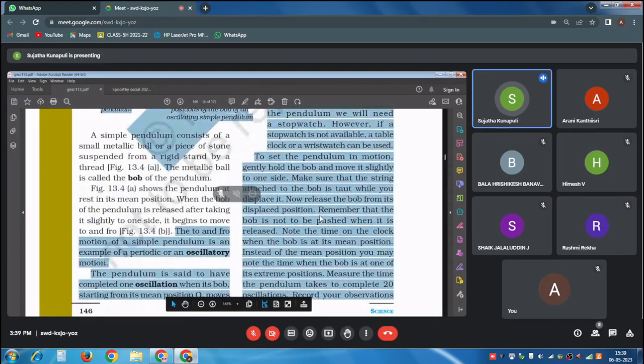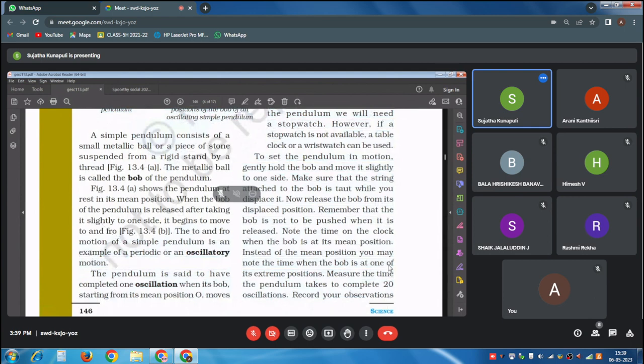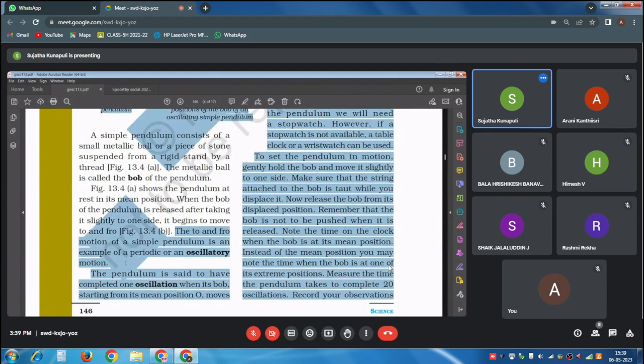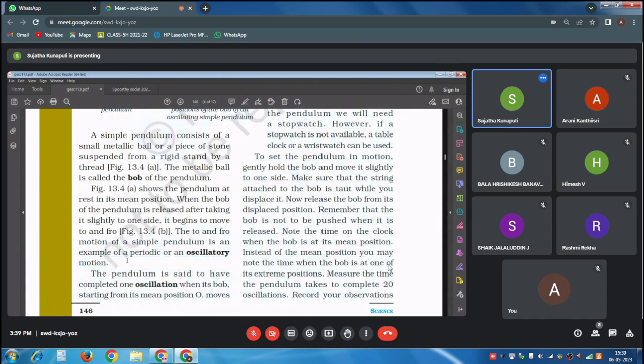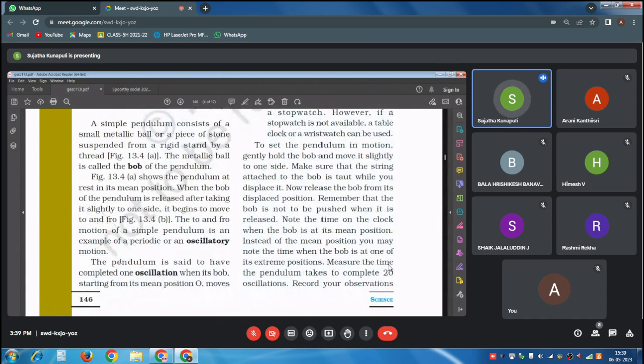Oscillatory motion. So these things you can mark in your textbook.